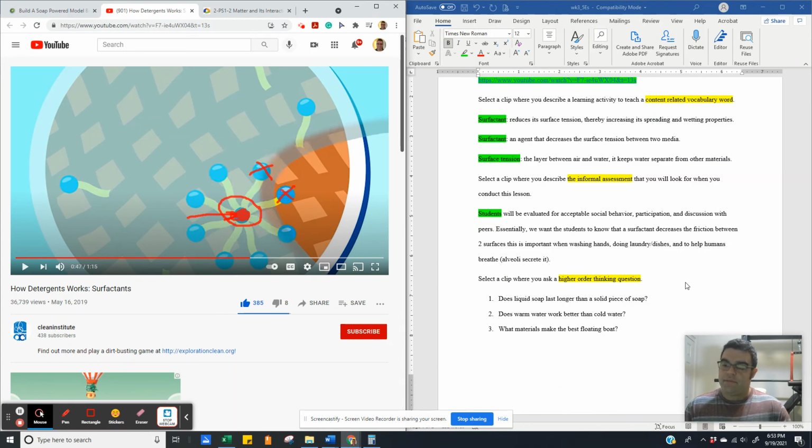Another higher order question would be what materials make the boat float best. Essentially, we want students to think that paper gets soggy really fast and it'll sink. We want something light. We want something flat that has full contact with the water. Nothing corrugated or with ripples in it or anything. And that's it right there.